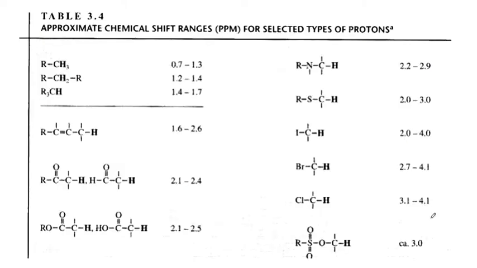Now let's consider some of the values. I have a table over here, so approximately we are going to consider values. You don't have to learn everything by heart, so let's understand the logic. First, if we are talking about the sp3 carbon hydrogen bond, then for the methyl proton it is going to resonate from 0.7 to 1.3. You just have to see the trend: for the methylene proton it is a bit higher value, and for the methine proton, the CH proton, it is 1.4 to 1.7.